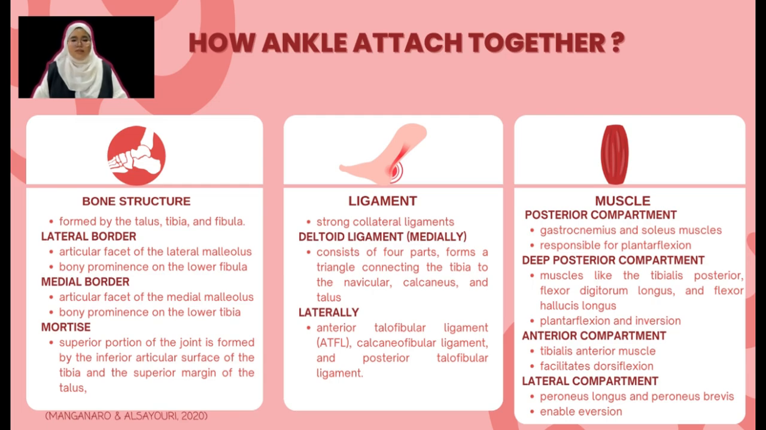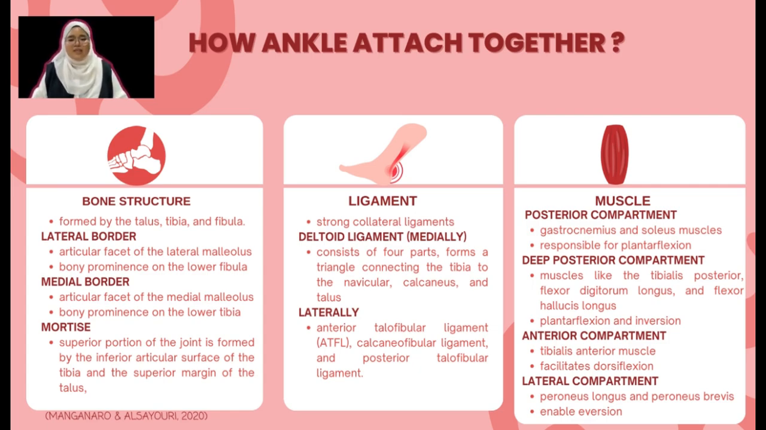We move on to the muscles. The muscles consist of multiple compartments. The first one will be the posterior compartment. The posterior compartment consists of the gastrocnemius and soleus muscles. It is responsible for plantar flexion. Next will be the deep posterior compartment. It consists of muscles like the tibialis posterior, flexor digitorum longus, and the flexor hallucis longus. Its function is for plantar flexion and inversion.